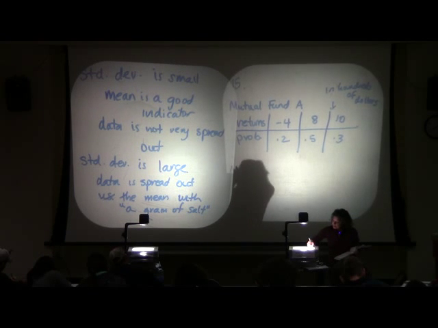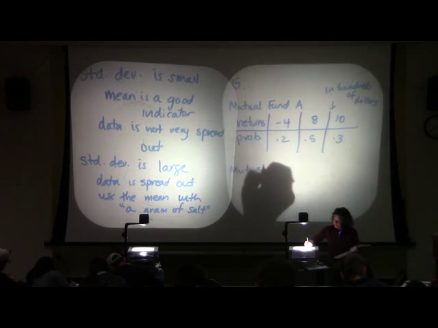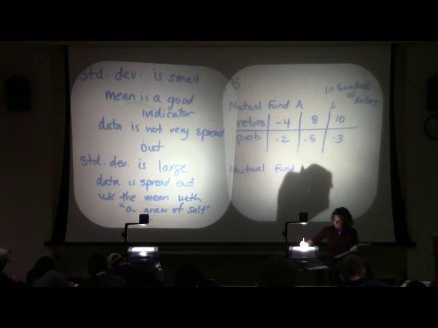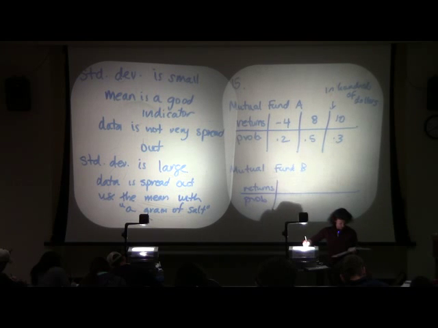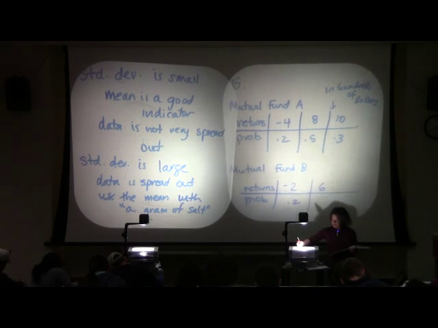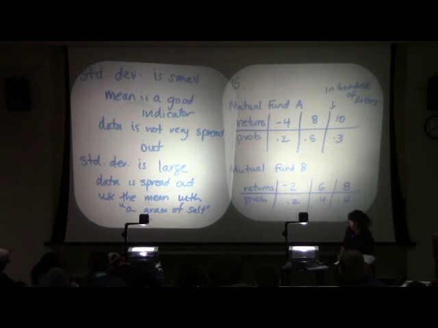And then she has mutual fund B, which has the following returns and probabilities. These are given to you guys. Got -2 with a probability of 0.2, 6 with the probability of 0.4, and 8 with the probability of 0.4.